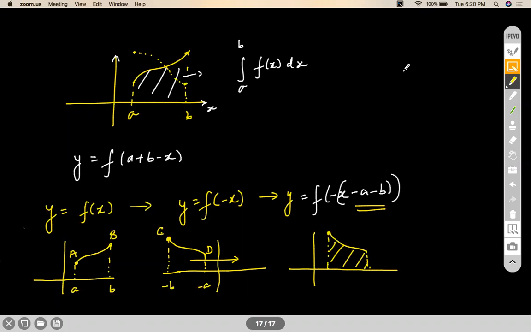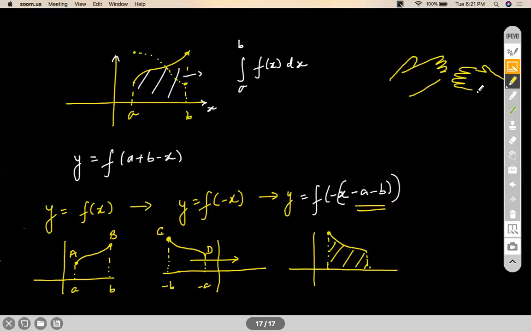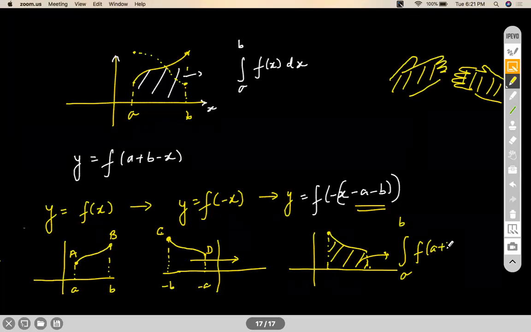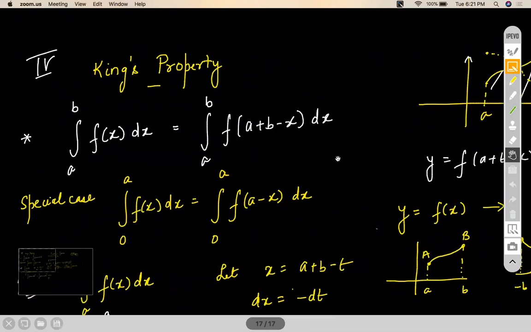Let's say no, sir. If you have your palm like this, let's say this is your hand palm, correct? If you just flip it this way, does it change the area of your palm? It still remains the same, correct? So this area, which is the integral of f of a plus b minus x dx, would be the same as this area, and therefore King's property holds true.